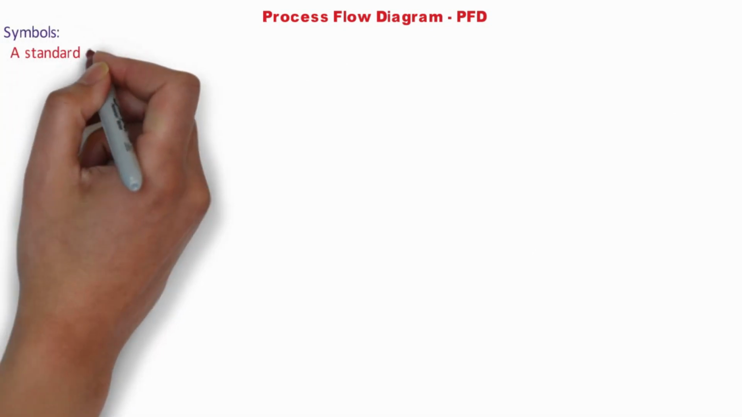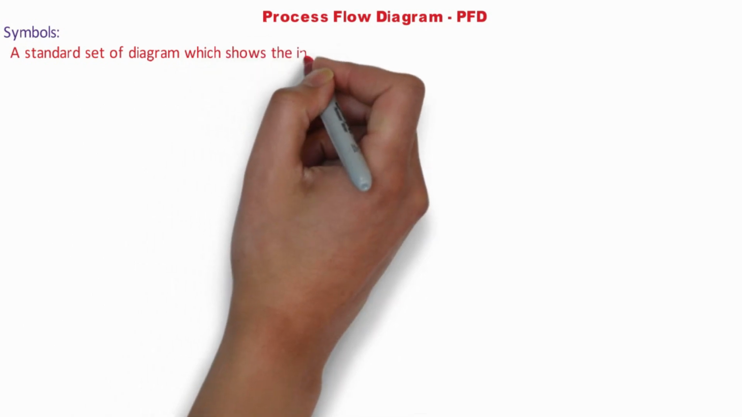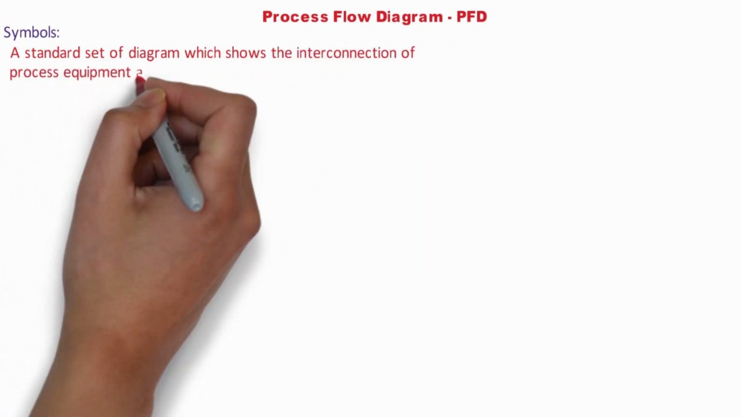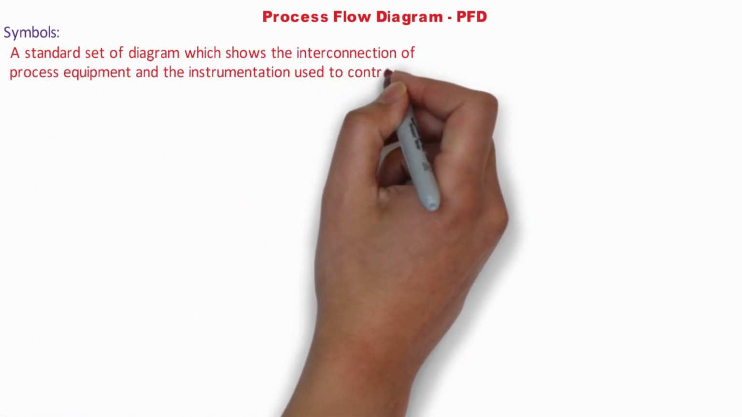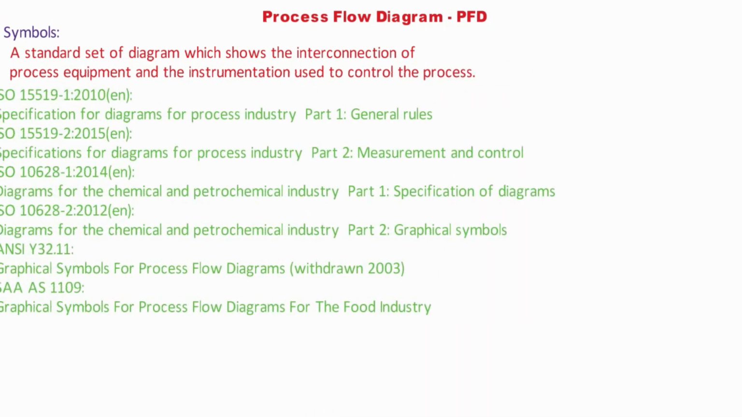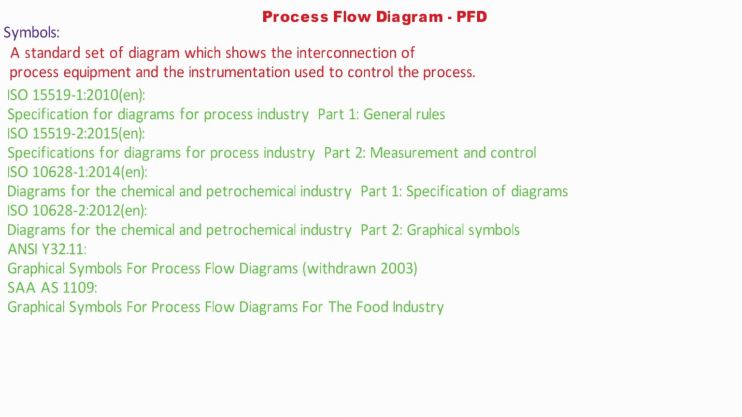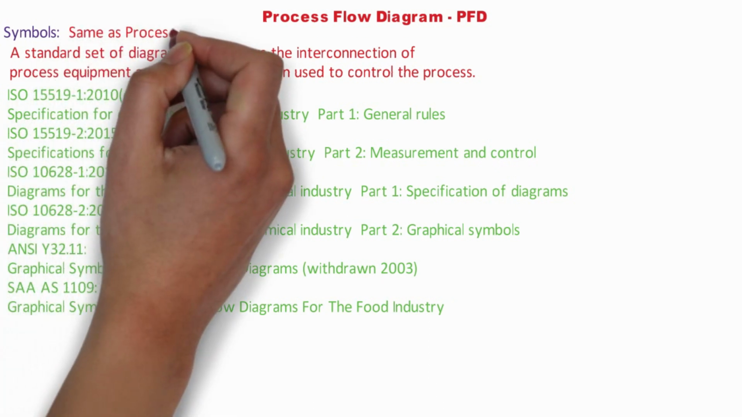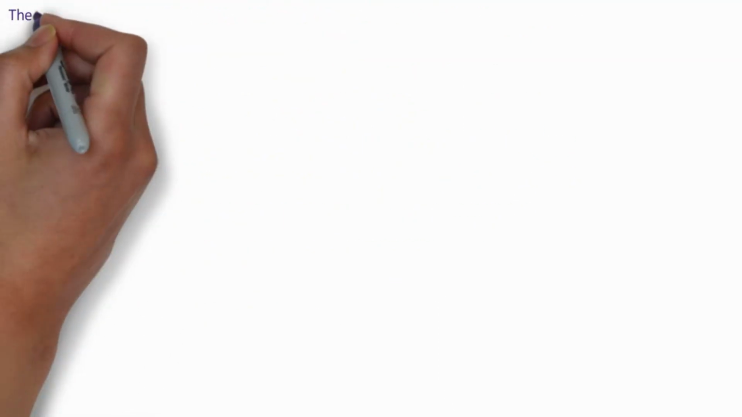Now, we'll discuss various symbols and elements of PFDs. A standard set of diagrams which shows the interconnection of process equipment and the instrumentation used to control the process. The most common PFD symbols in use today come from the following agencies. You can find a comprehensive list of standardized symbols in our other video on P&IDs. More or less the same symbols are used in P&IDs and PFDs.